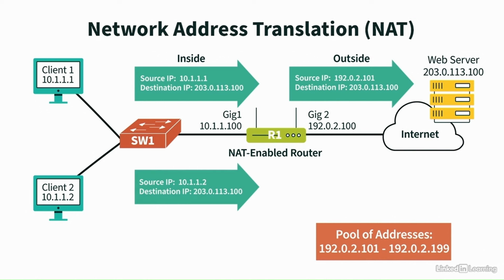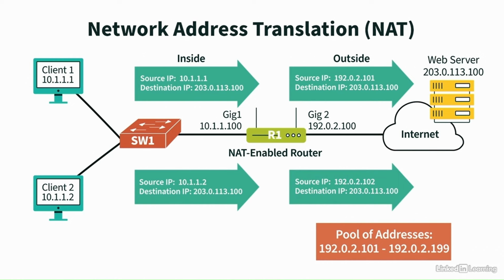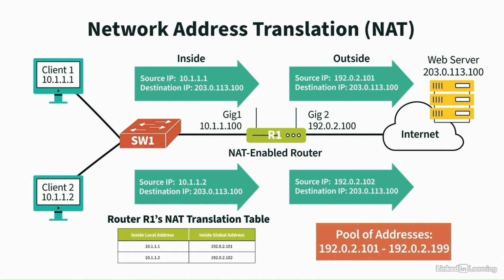Next, let's say client 2 also wants to communicate with the web server. Router R1 translates client 2's private IP address of 10.1.1.2 into a publicly routable IP address of 192.0.2.102, which is different than the IP address assigned from router R1's pool of publicly routable IP addresses. Again, this information is stored in router R1's NAT translation table.